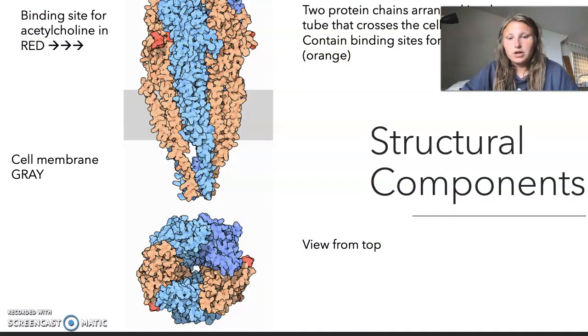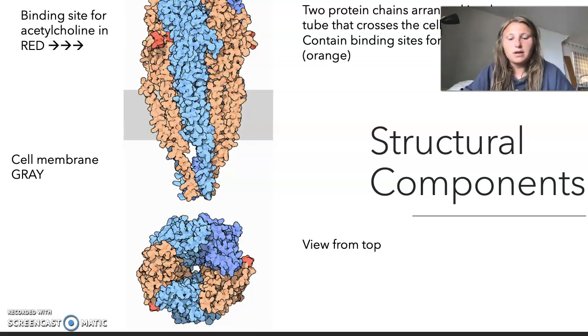This diagram shows an acetylcholine receptor from the side and from the top. In orange, we have 2 protein chains arranged in a long tube that ends up crossing the cell membrane in gray. These 2 protein chains are alpha chains, and they contain the binding site for acetylcholine, which is shown in red. And at the bottom, it just shows a view from the top.